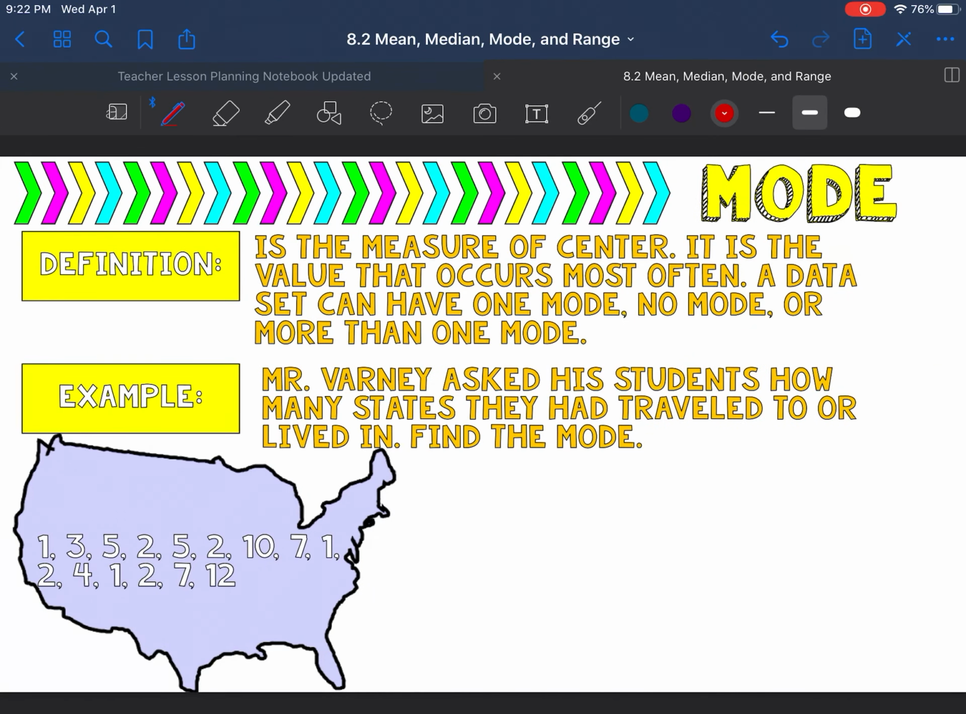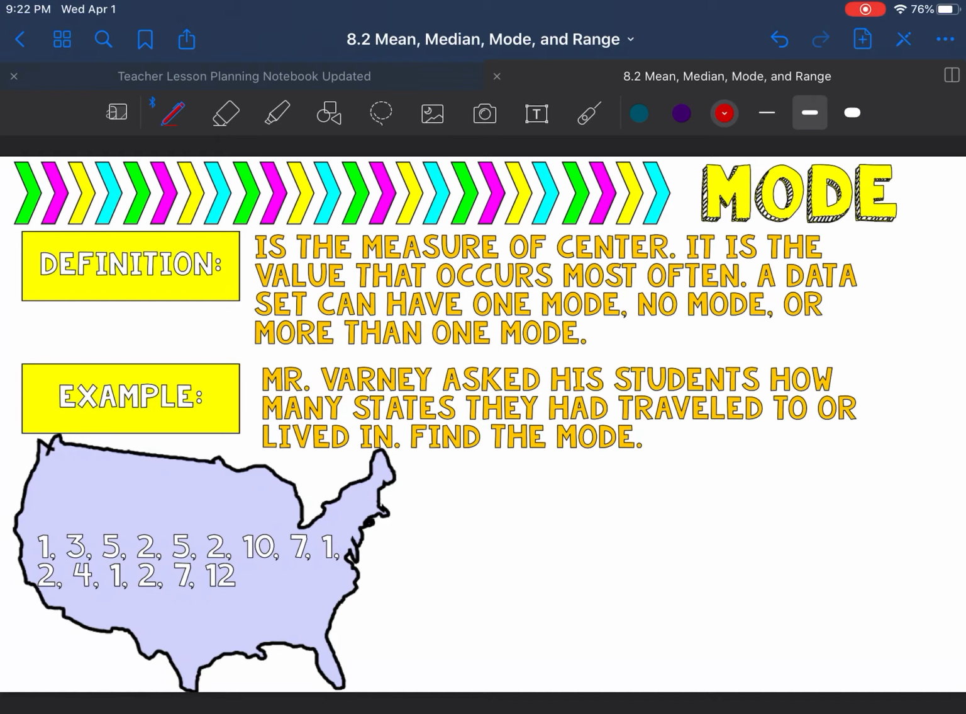Mode. I like mode. Mode is another measure of the center. It's the value that occurs most often. You can kind of remember mode and most because they both start with MO. Mode, most, mode, most. So a data set can have one mode, no modes, or it can have more than one mode. Okay? So once again, there are multiple ways that you can figure out how many times they repeat.